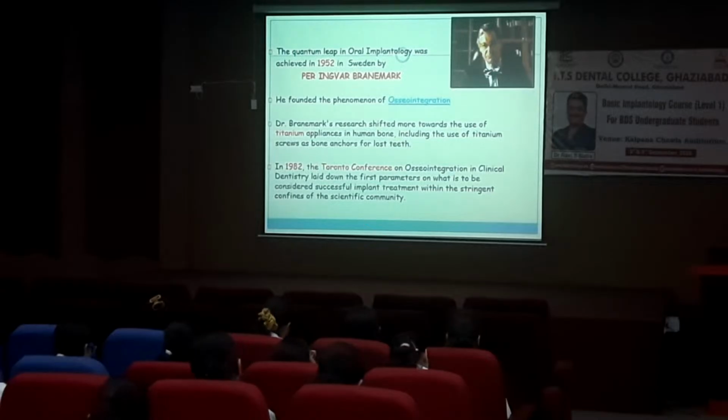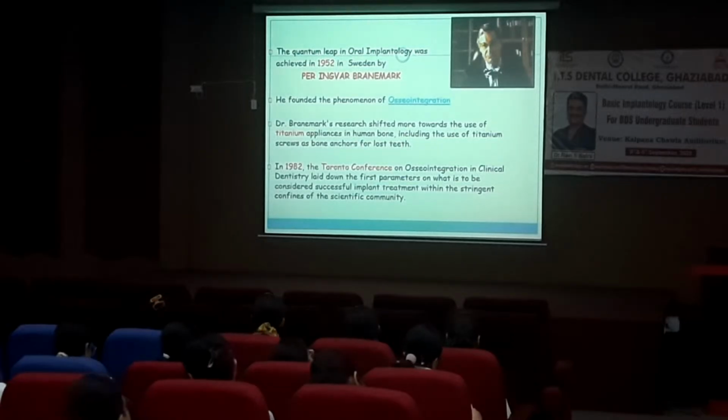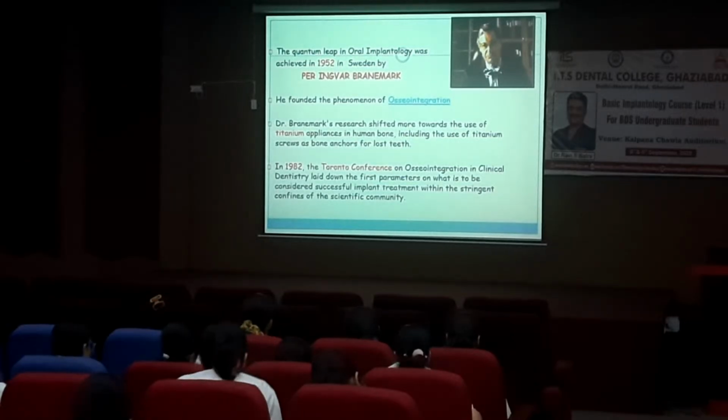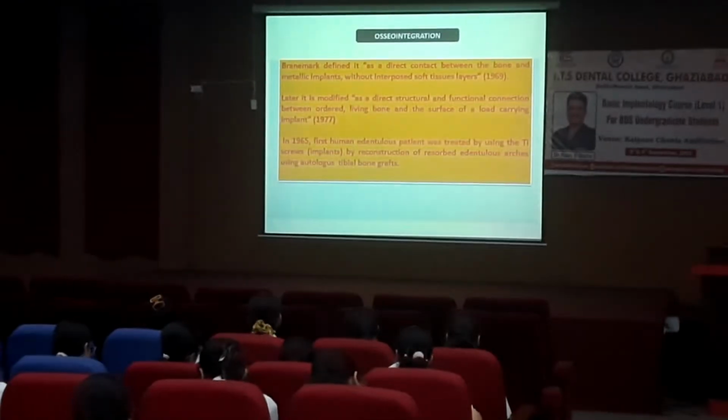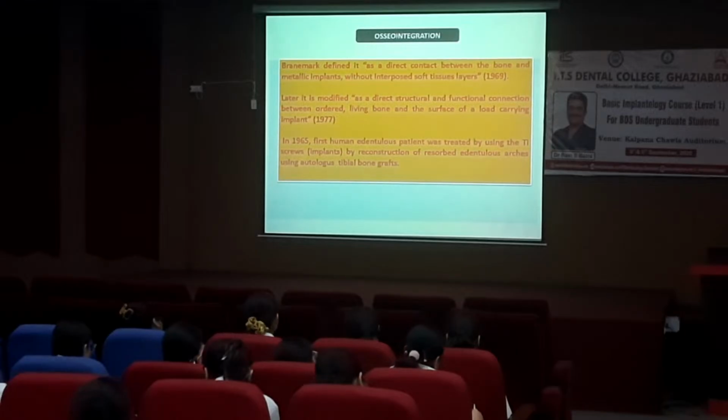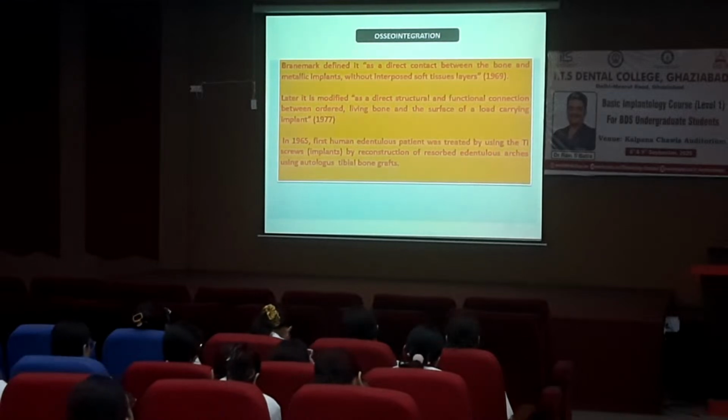Then it gave the concept of osteointegration. So in implant dentistry, the success rate of an implant basically depends on osteointegration. Osteointegration is basically defined as the direct contact between the bone and the metallic implant. So we have a titanium implant, we have a bone, an osteotomy. If there is direct contact of the bone with the implant, it is called osteointegration. That means the survival rate of the implant is very, very good.